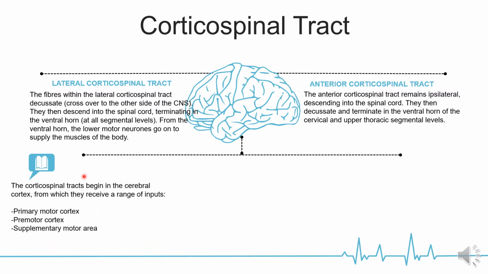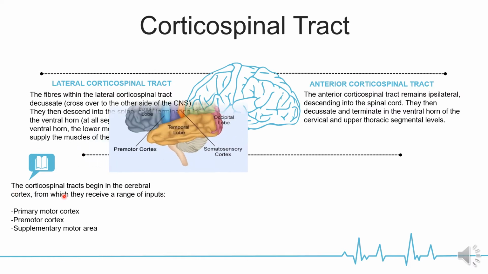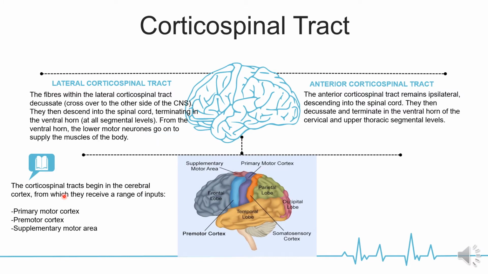So the corticospinal tract begins in the cerebral cortex, which receives a range of inputs. We have the primary motor cortex, which is the purple one. Then we have the premotor cortex, the blue, and lastly we have the supplementary motor area.